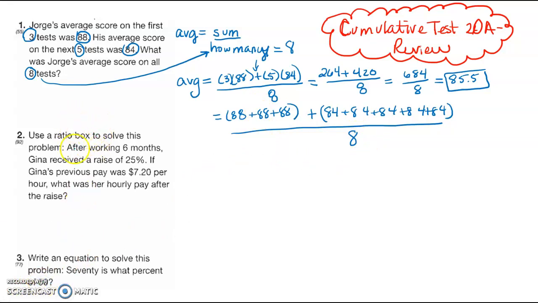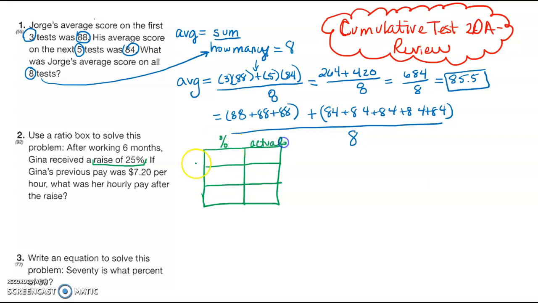Okay, use a ratio box to solve this problem. After working for 6 months, Gina received a raise of 25%. So I know that this is going to be an original change new ratio box because of the percent. So I'm going to go ahead and start my box here. Original, change, new. My original is always 100%. It says she got a raise of 25%, so my new is 125%.